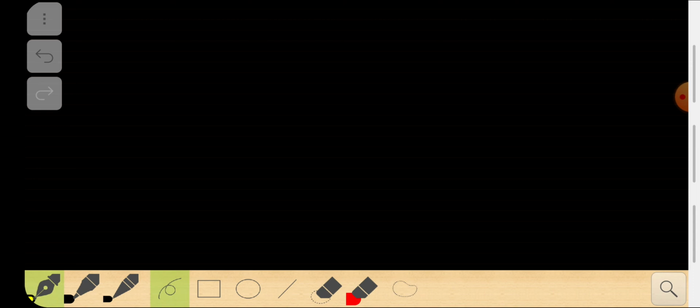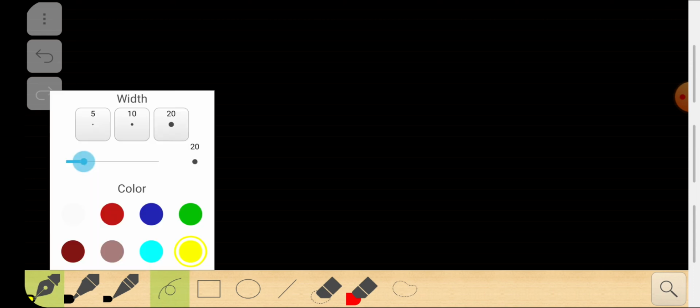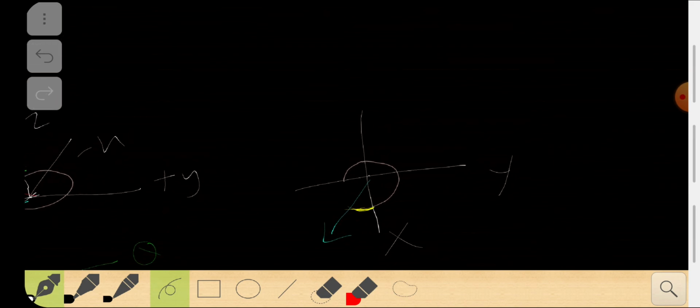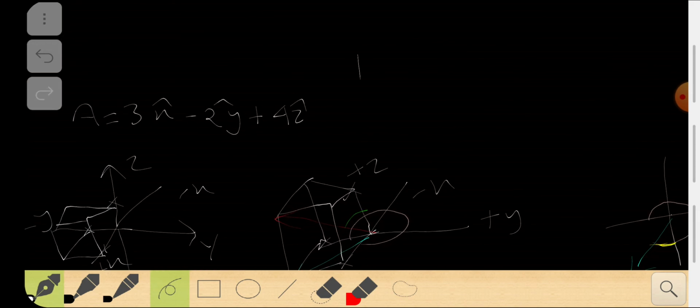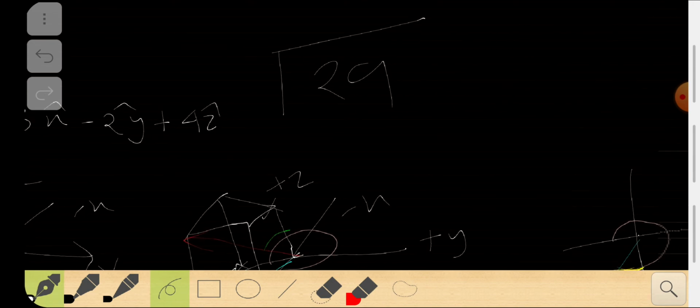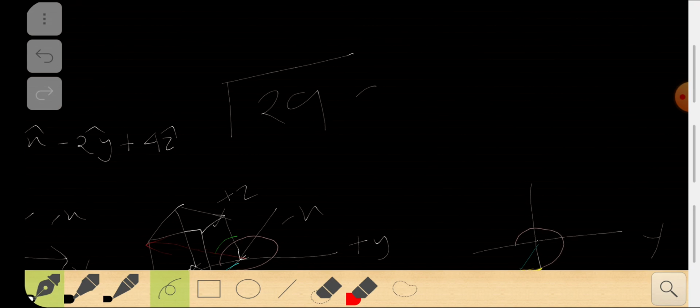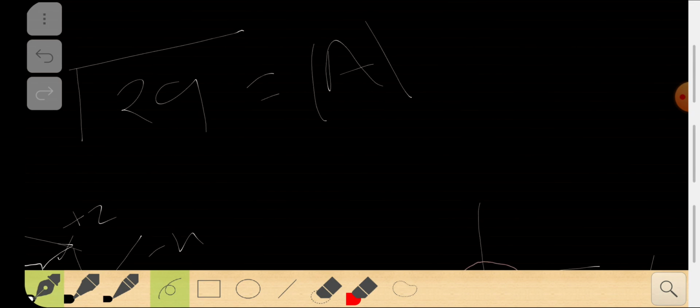Now you can find out the magnitude of this vector, which is the square root of 3 squared plus 4 squared plus 9 squared, no, plus 2 squared plus 4 squared: 9 plus 4 plus 16, that is 29. We have already done that. So the magnitude of A is the square root of 29. Okay, so A's magnitude we have found out.